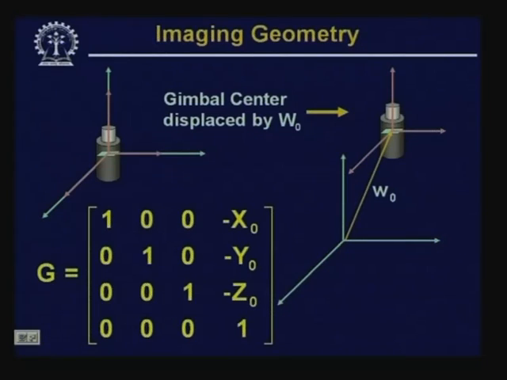So, here on the left hand side we have shown a figure where the camera coordinate system and the world coordinate system are perfectly aligned. Now, from this alignment, if we give a displacement by a vector W naught to the gimbal center, then the camera will be displaced as shown on the right hand side of the figure, where you find that the center is displaced by vector W naught. You remember that if I displace the camera center by vector W naught, then all the world points will be displaced by a vector minus W naught with respect to the camera.